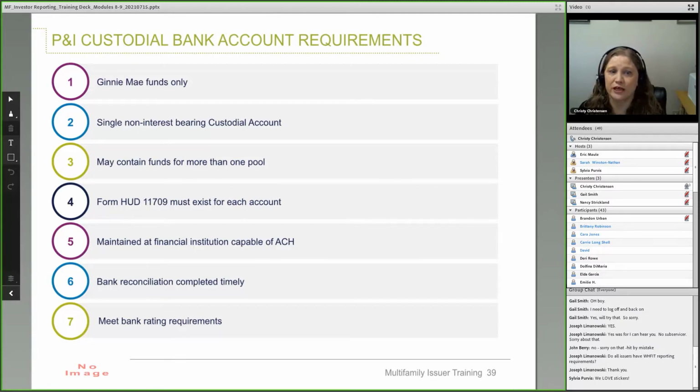Please raise your hand if you manage these bank accounts. Okay. I see a few thumbs and hands. That's great. Sarah, could you please clear the thumbs and the hands?